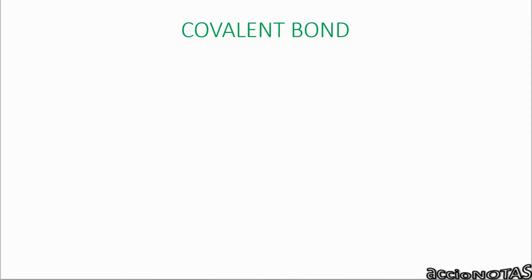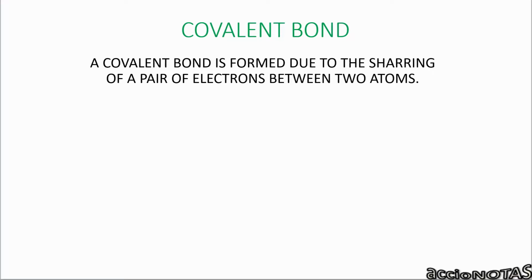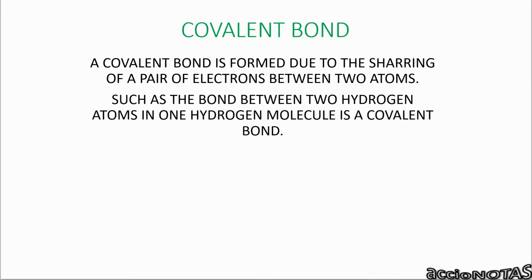In this video we will be revising the things we need to know about covalent bonds for our ordinary level chemistry exams. Covalent bond. A covalent bond is formed due to the sharing of a pair of electrons between two atoms. Such as the bond between two hydrogen atoms in one hydrogen molecule is a covalent bond.